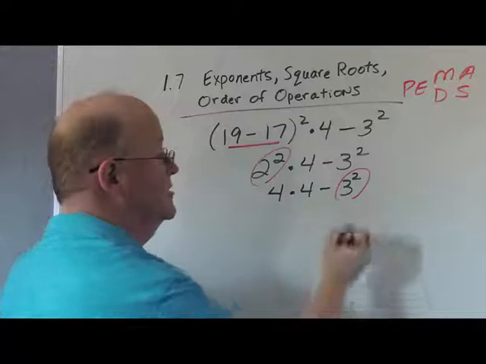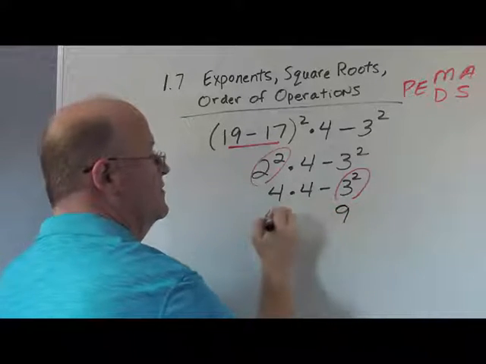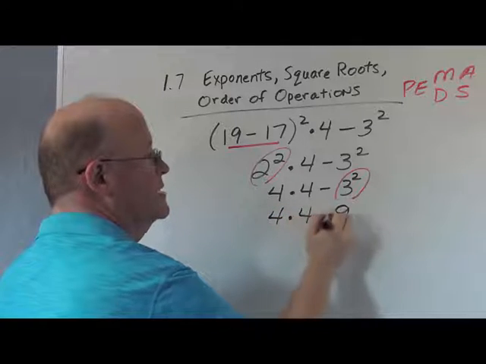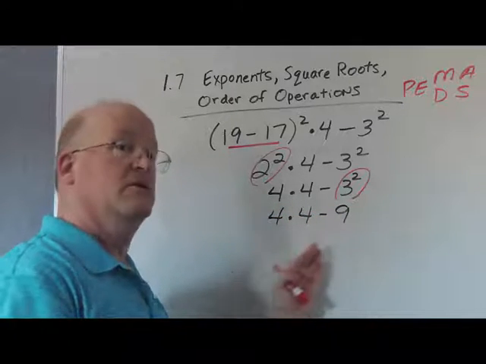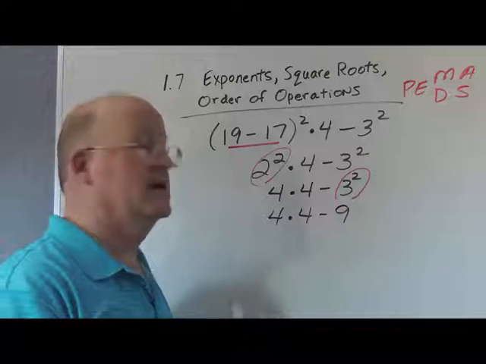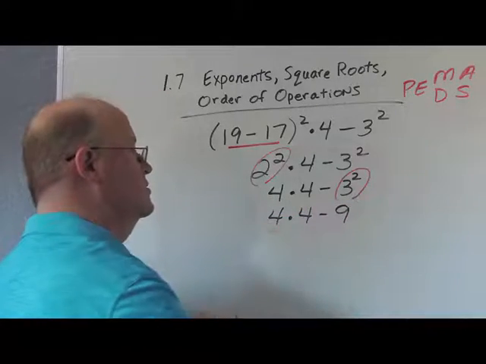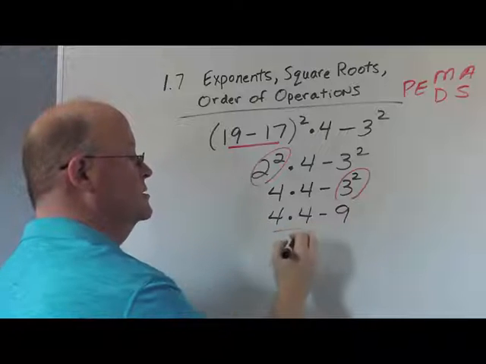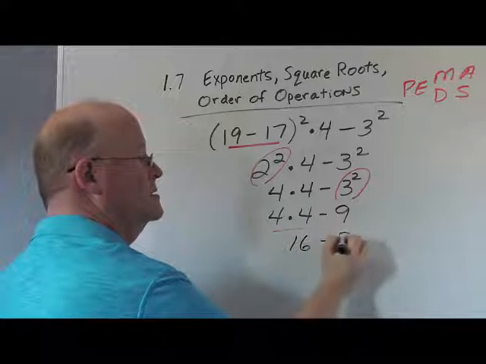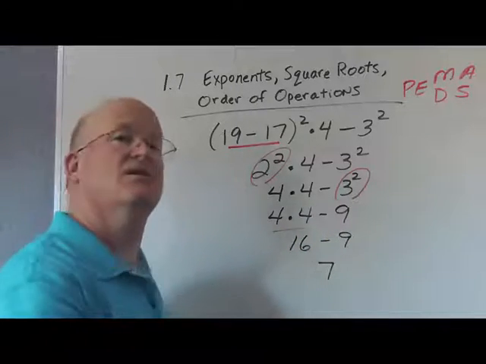We're going to do the next exponent we see because exponents are still our higher priority. 3 times itself is 9. So we have 4 times 4 minus 9. Multiplication versus subtraction. Well, multiplication is more important. It shows up first before the subtraction. So 4 times 4 is equal to 16 minus the 9, which gives us 7.